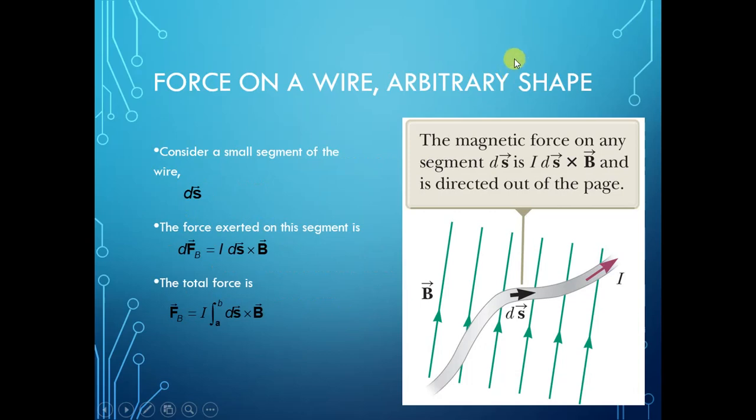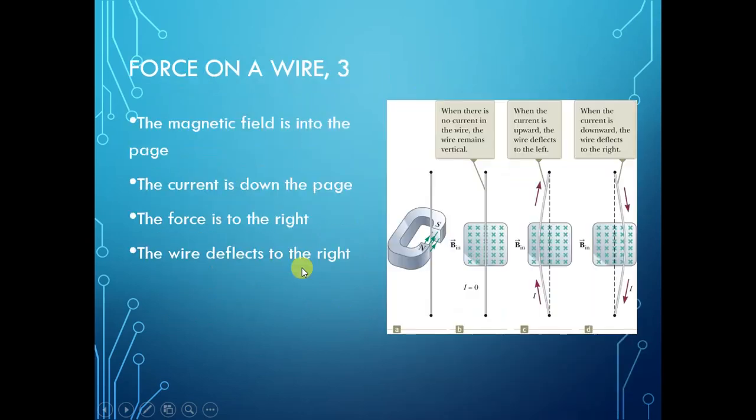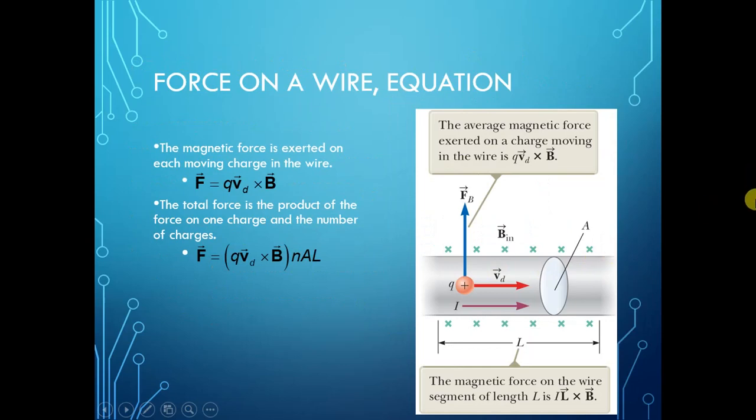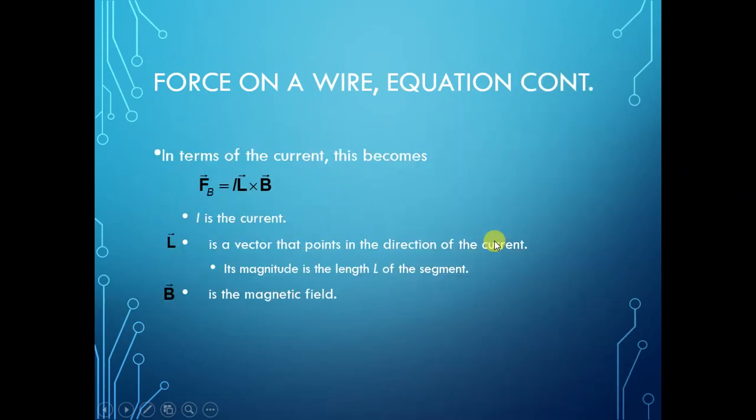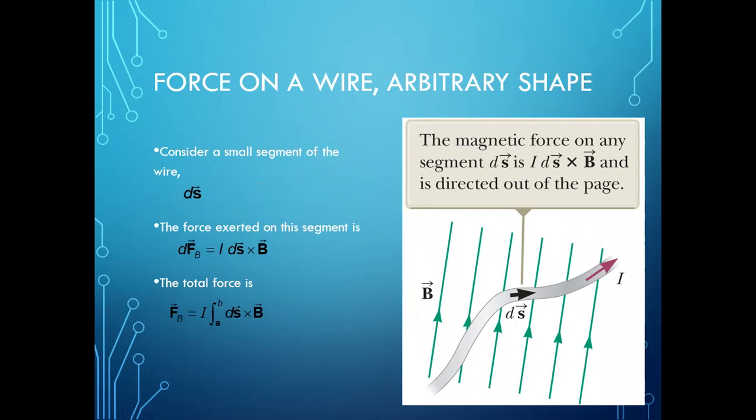Now see here, force on a wire of arbitrary shape. We discussed a particular shape, but suppose we have a wire with an arbitrary shape. The magnetic force on any segment ds is I ds cross B, directed out of the page. Consider a small segment of wire ds. The force exerted on this segment is dF equals I ds cross B.